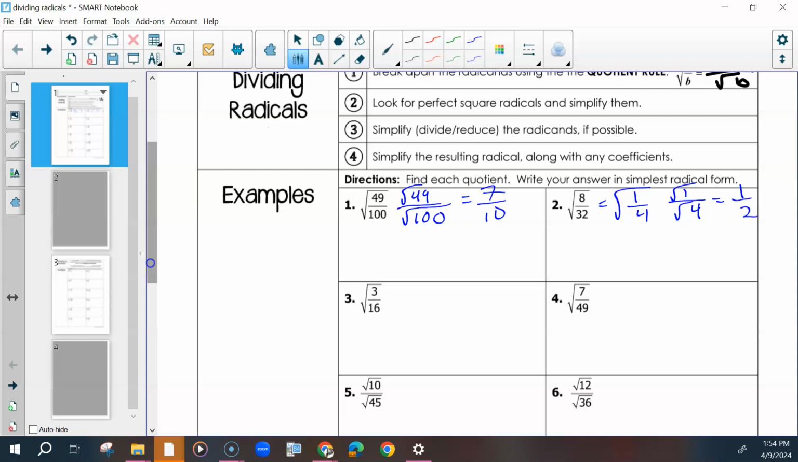Right, going on to number 3. So I know that I can't simplify this, so I'm going to try to break it apart, separate the radicands first. And I know I can't break apart the square root of 3, it's prime, but I do know the square root of 16 is a perfect square, which is 4. So the square root of 3 over 4 would be my final answer there. I'm going to skip 4. We're going to come back to that one.